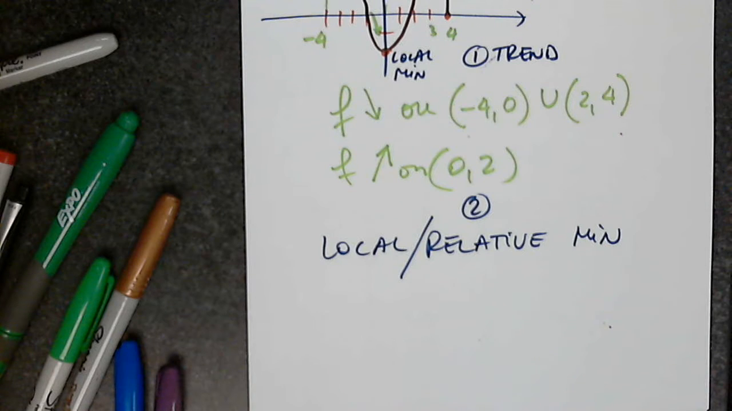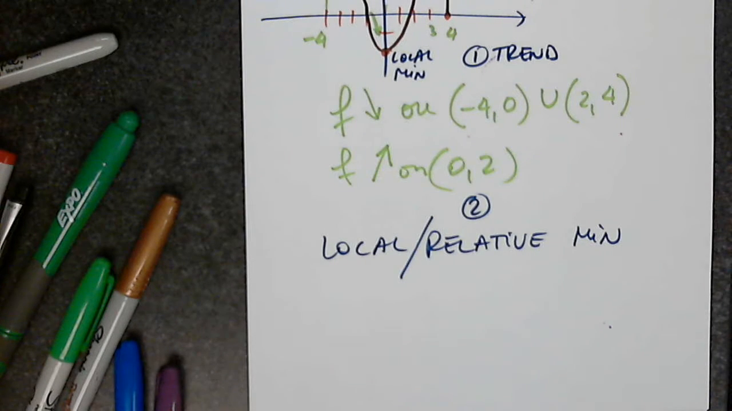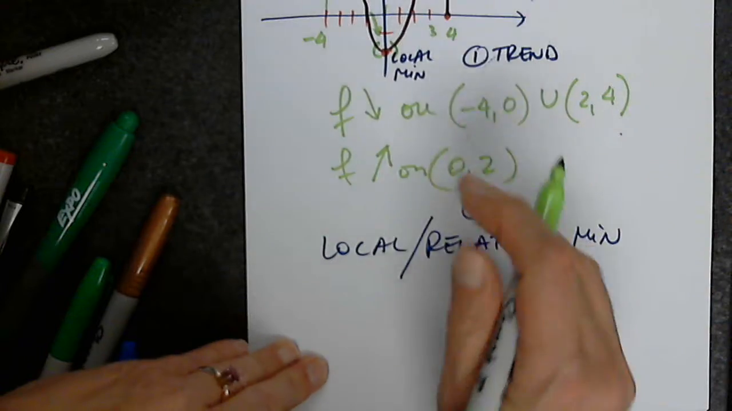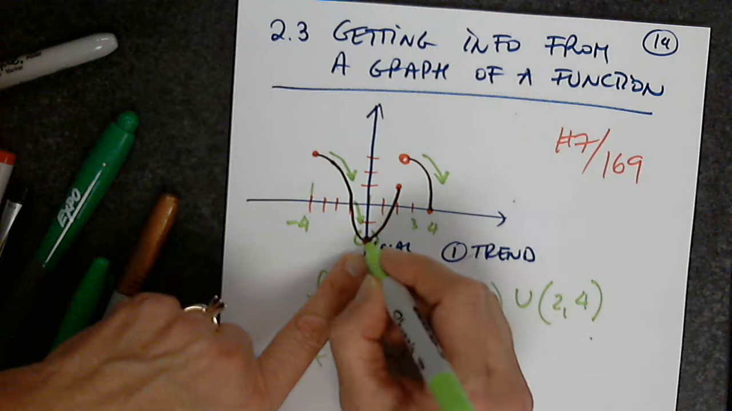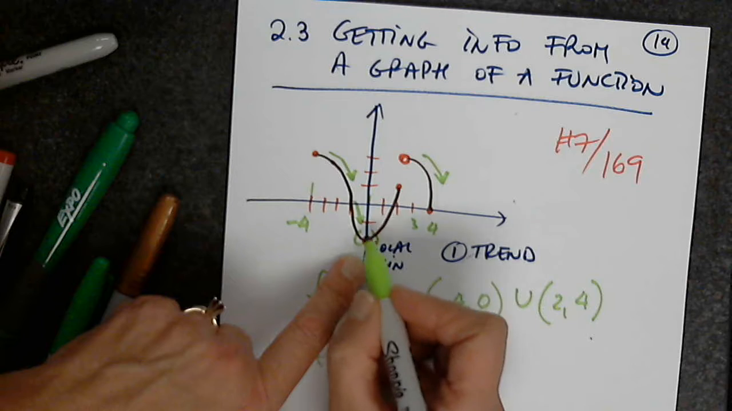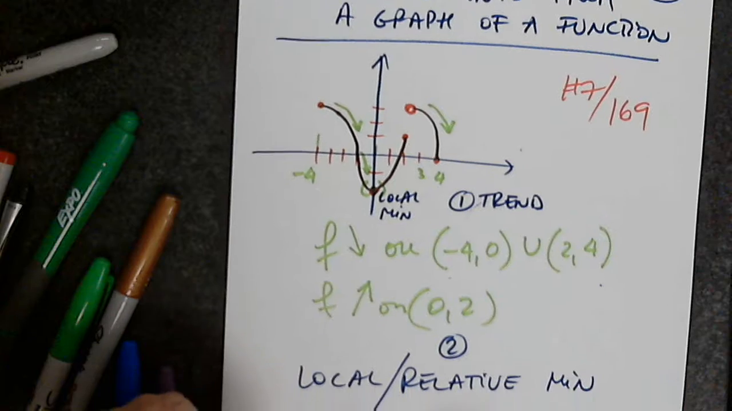Some books use local, some books use relative. What does this mean? If I can show that there is an open interval near that point where the function values are larger than it, then that is a local minimum. Can I show that? Yes. Right around this point, there is no function value lower than this, but in the vicinity of that point, all function values are larger than it. Therefore, this is a local minimum or relative minimum.